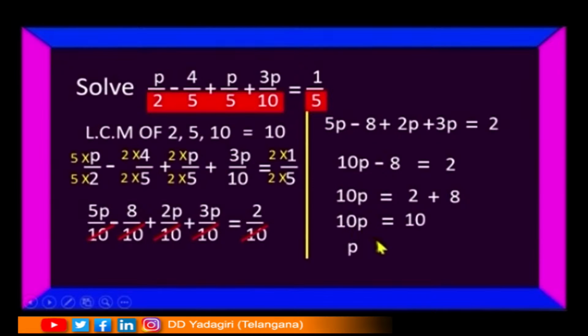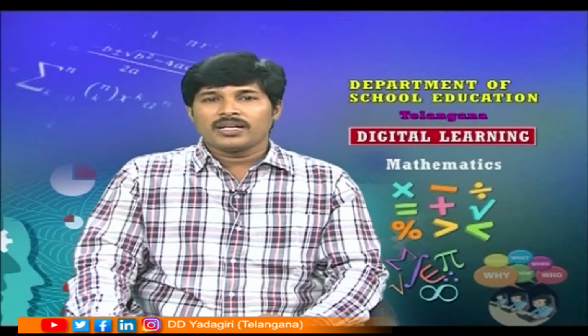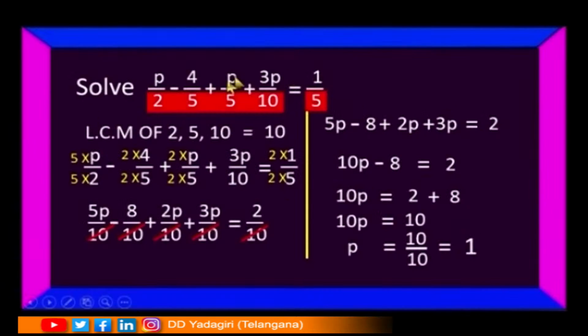So, the multiplication becomes division operation. Thus, p equals to 10 by 10, that gives you 1. Thus, the result is 1. So, 1 is the solution of this linear equation.